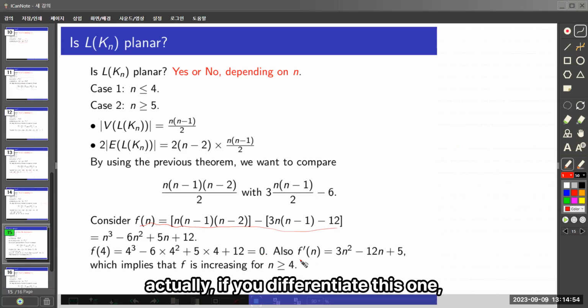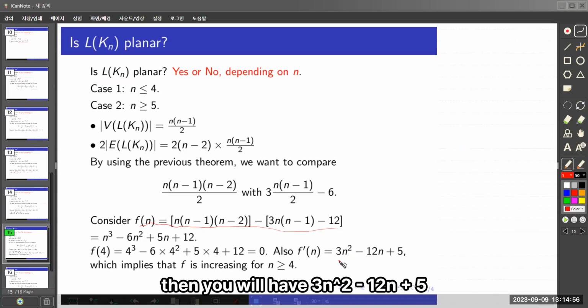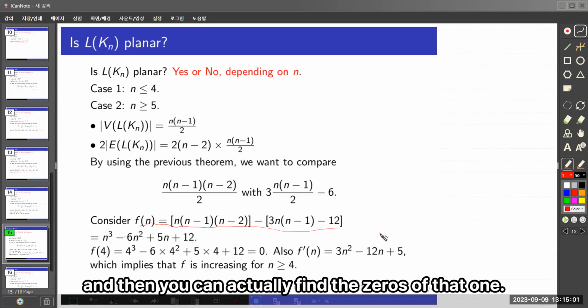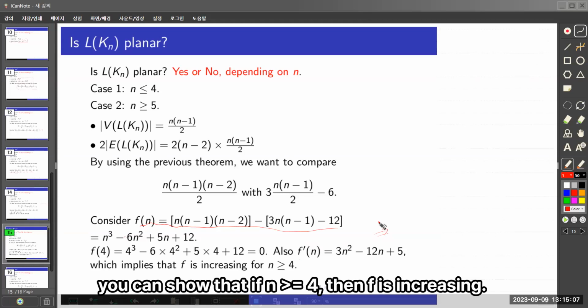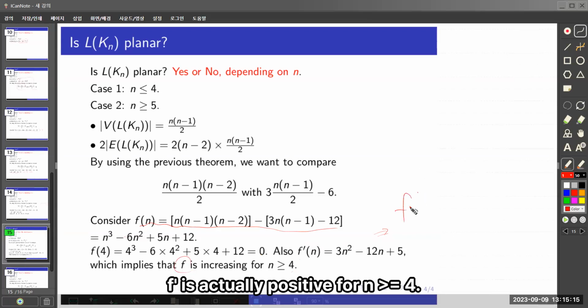If you differentiate this one, then you will have 3n squared minus 12n plus 5. And then you can find the zeros of that one. So basically, you can show that if n is greater than or equal to 4, f is increasing. I mean, f prime is positive for n greater than or equal to 4.